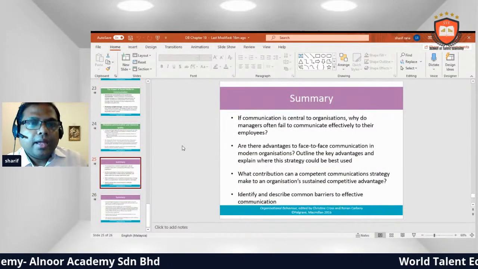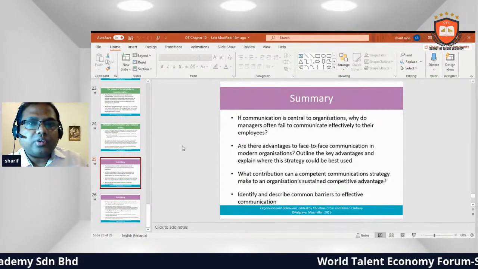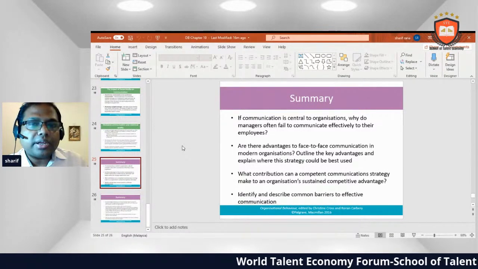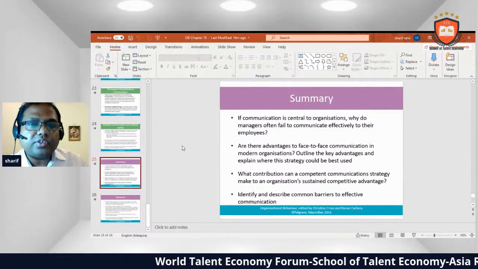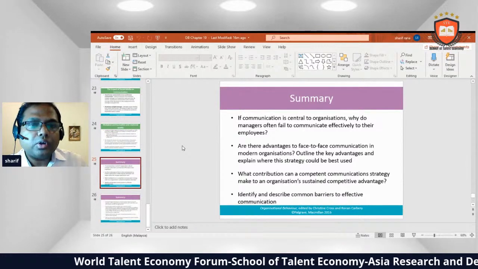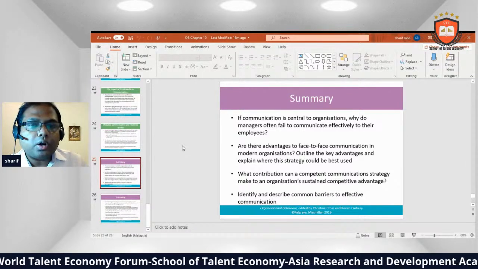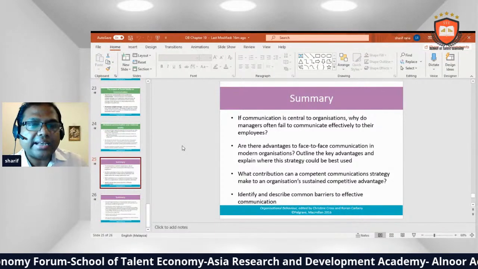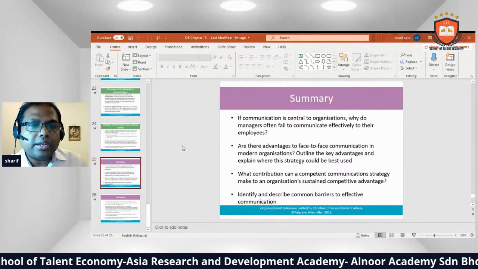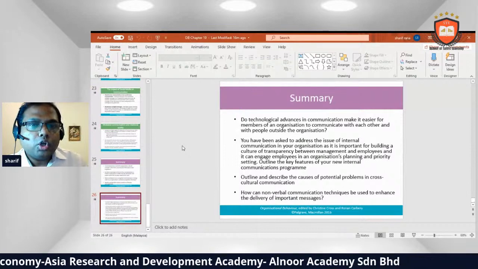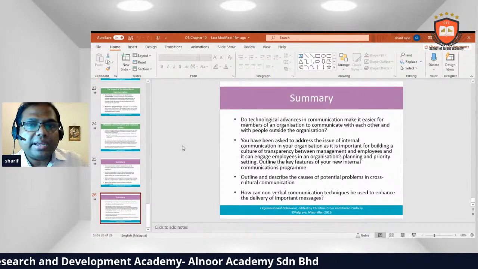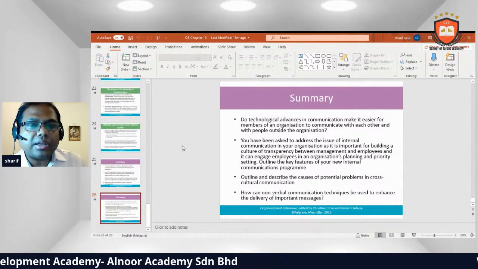Summary. If the communication scenario is organized, why do messages often fail to communicate effectively? Are there advantages to face-to-face communication in modern organizations? What contribution can a competent communication strategy make? Identify and describe common barriers to effective communication. Do technology advances in communication make it easier for members of an organization?